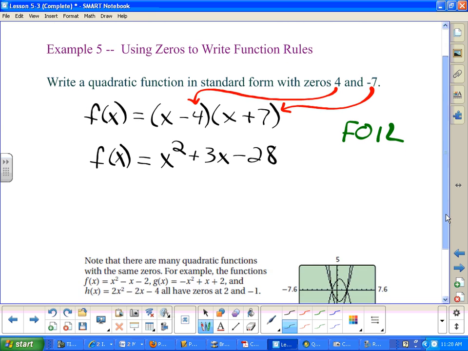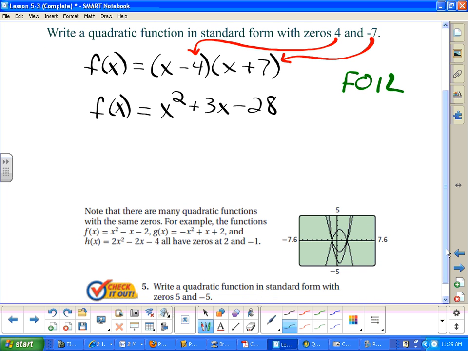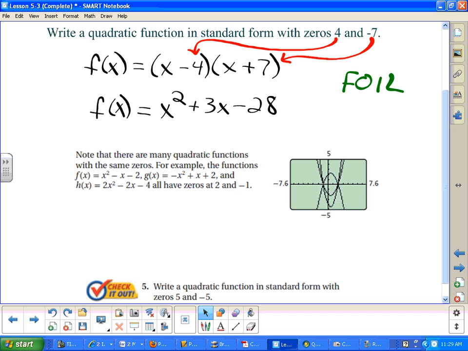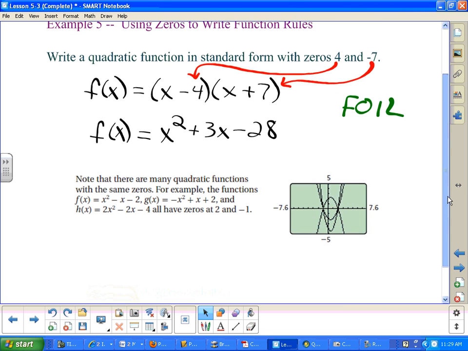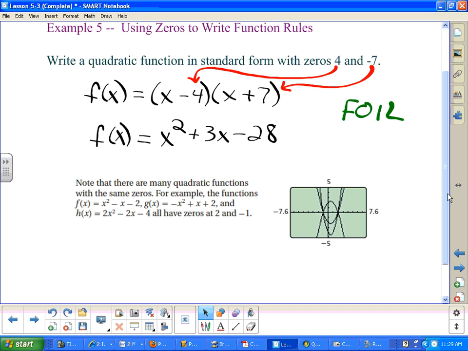Now the one thing I want to note for you is that there are many quadratic functions that have the same zeros, but in these problems we're going to assume that the coefficient of x squared is 1. So you don't have to worry about all those other ones. Eventually, in other classes, we'll look more closely at that. Any questions? So we're still finding zeros and then doing a little bit of factoring.